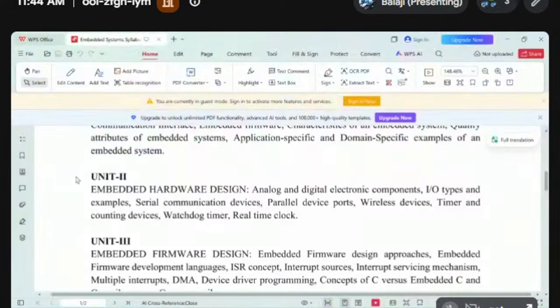Right? So all the concepts belong to the hardware parts only, right? In the first unit, we are just going to give the introduction, that's it. In the second unit, we are going to discuss the concept of hardware, what type of hardware we are going to place in the particular embedded system, right?